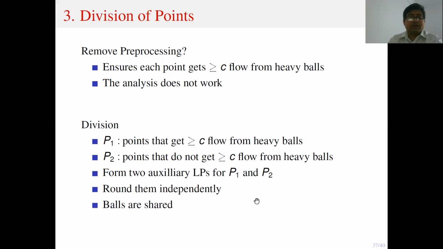However, here we have a major issue that even though the points are not shared, the balls are shared, and hence I might end up opening a ball in both of the solutions. So a ball might be opened in 2 solutions, but this is not permissible. I am not allowed to make 2 copies of the ball. But what we could show is that one can find LP solutions for the 2 auxiliary LPs where only light balls are shared.